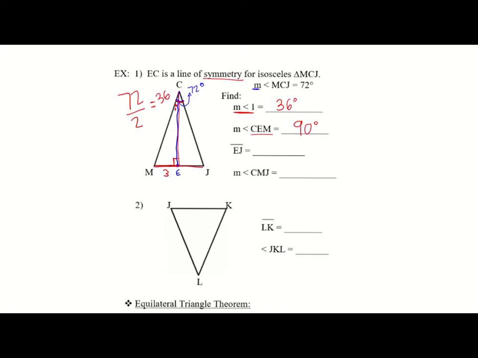So then the next piece it wants me to find is the length of EJ. Well, if I know that this is an isosceles triangle and my line of symmetry is down the middle, it's bisecting, perpendicular bisector, so that means this side, ME, is going to be the same as this side, EJ. So if EM is 3, that makes this side 3 as well. And then the last piece it wants me to find is the measure of angle CMJ, which is right here, CMJ.